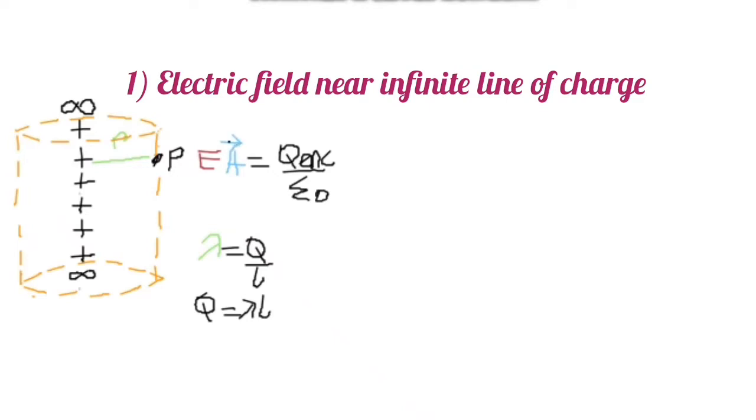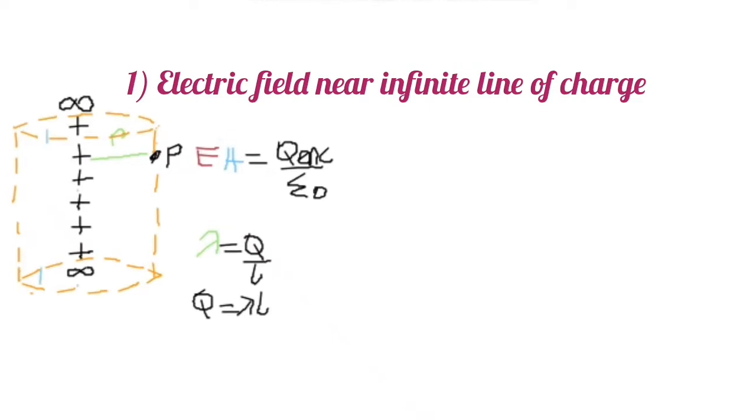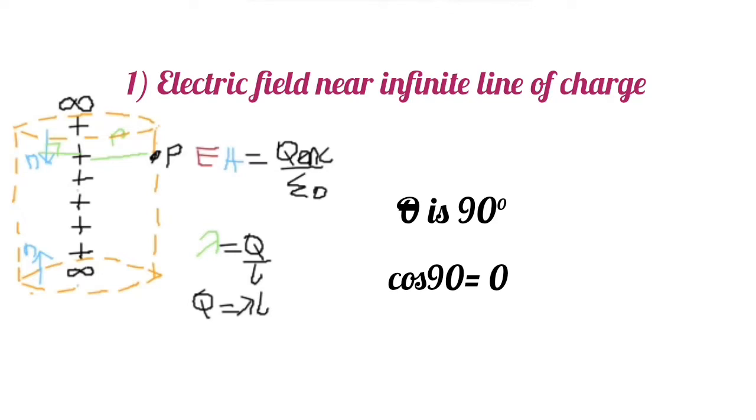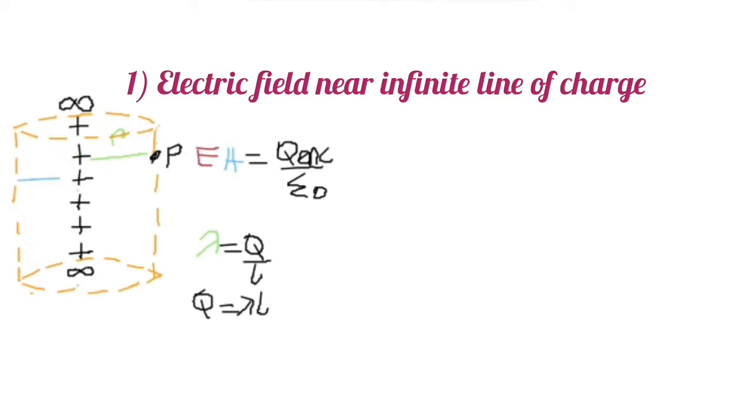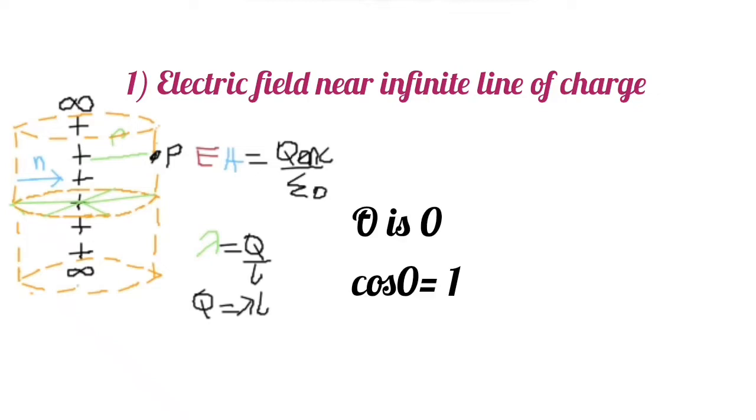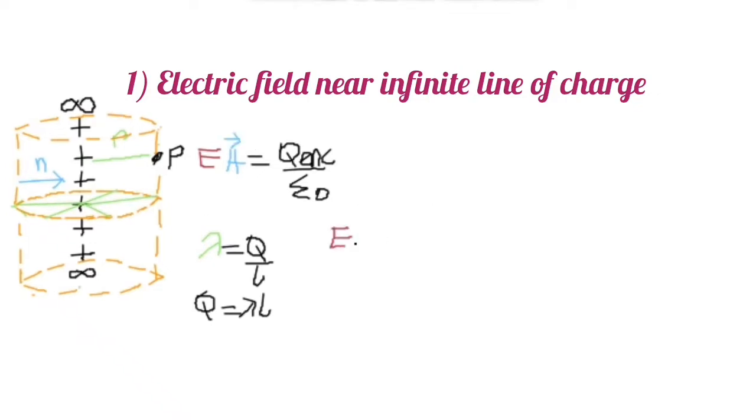Remember, direction is key. The normals of the 2 circular bases are perpendicular to the electric field. So theta is 90, because cos 90 is 0, and those areas do not contribute to the flux. However, the normals of the curved surface at each point are parallel to the radial electric field. So theta is 0, because cos 0 is 1. So our flux is E times the area of the curved surface. The area of the curved surface is 2 pi RL.